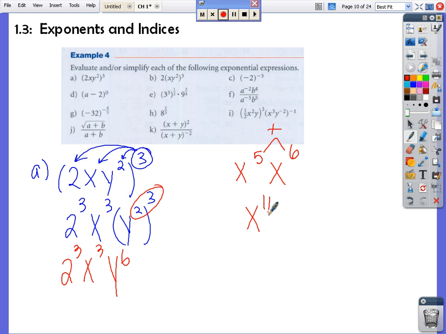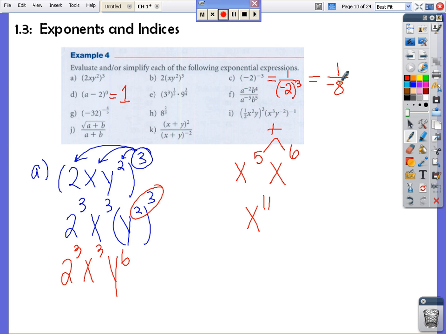There are a few other rules in here. Letter D, anything to the 0 power, doesn't matter what it is, is 1. Remember that letter C here has a -3 exponent, so what we can do is move the -2 to the bottom and then cube it. So the negative just means switch its location. If it's a denominator, move it to a numerator. If it's a numerator, move it to the denominator. So this answer would be 1 over -8.